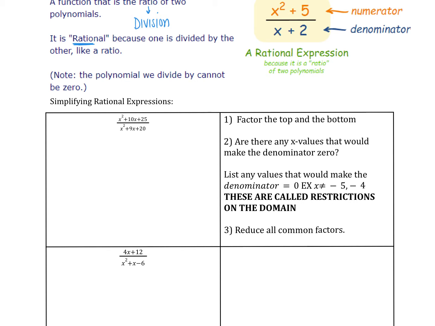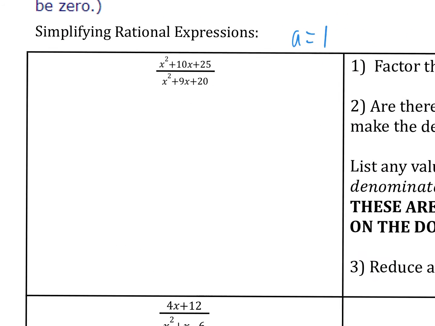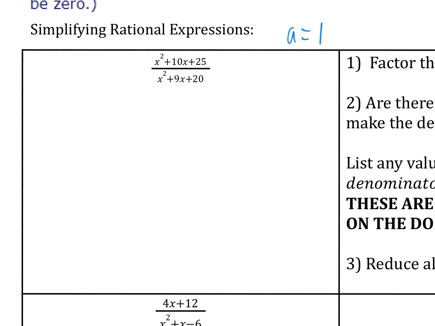In order to solve rational functions, the first thing we need to do is factor. Okay, now I'm throwing you back, right? Every time we factor, you're going to have a equals 1. So I'm going to make it easy on you. If you remember how we factor, the first thing we do is multiply. We have to do it to both the top and the bottom. That's super important. On the top, we multiply A times C, in this example. Here, A is 1, B is 10, and C is 25.